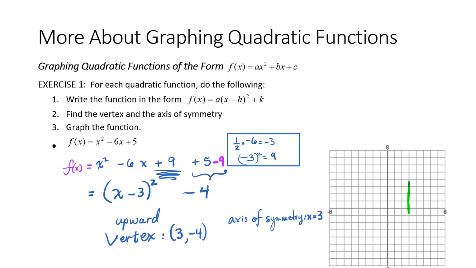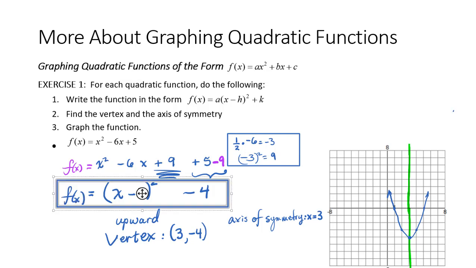At 3, I have an axis of symmetry. My function opens upwards with a vertex of 3, -4. And now I just count over 1 up 1, over 2 up 4, and then I create that symmetry to the left as well. And then I connect the dots with a smooth parabolic shape. This is the function x squared minus 6x plus 5, but now in standard form.